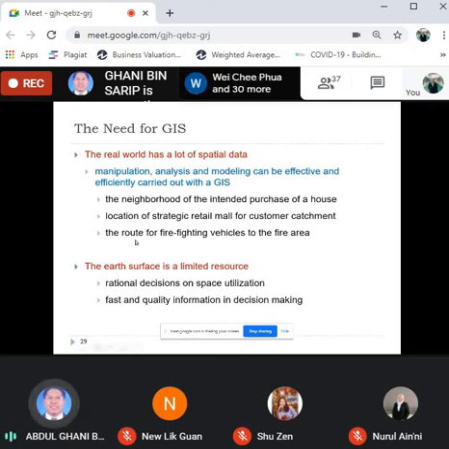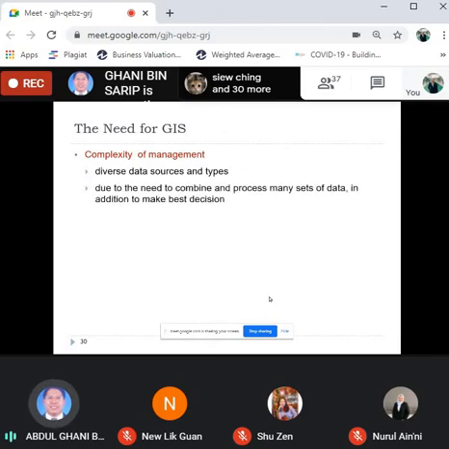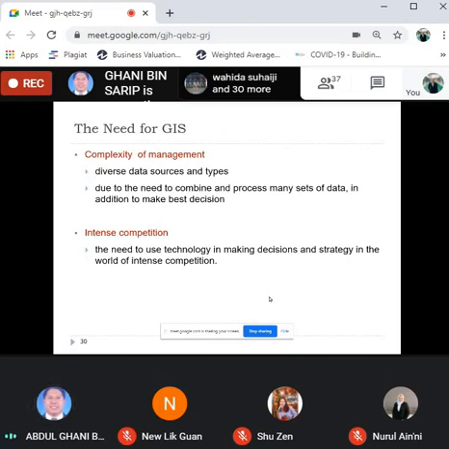Other than that, the Earth's surface is a limited resource. Everybody wants a certain pie of the limited resources, so we want better, more efficient management of the use of space on Earth. That's why we need to utilize GIS in this way. We could also get fast and quality information in decision making. Other than that, because of the complexity of management, there are diverse data sources and types, and the processes and methods are becoming more complicated. Sometimes we want to make the best decision in shorter times.